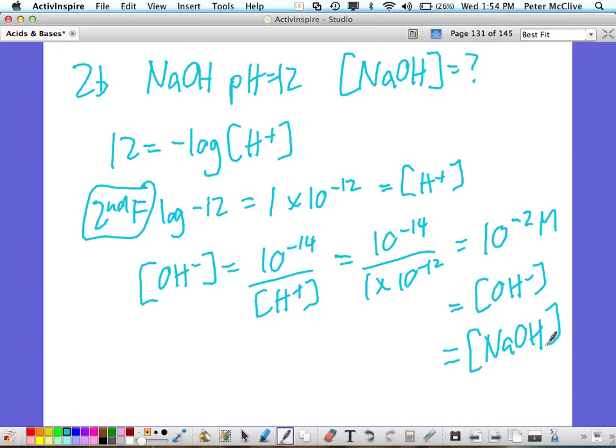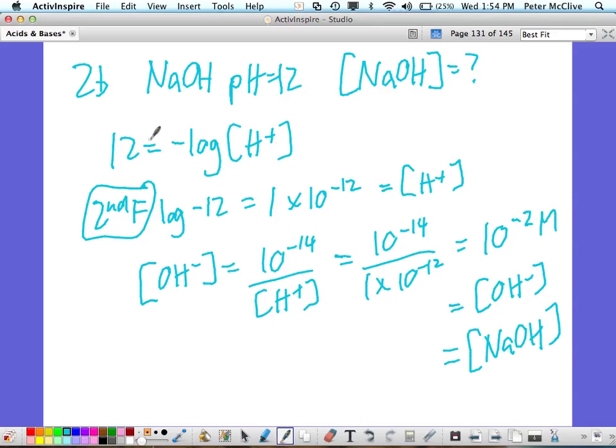So the question was, given that there's a pH of 12 and you know that it's sodium hydroxide, what's the concentration of sodium hydroxide? So pH only ever talks about hydrogen ions, okay? And so the formula for pH is pH equals minus log of the hydrogen ion. So we know the pH is 12. We don't know the concentration of hydrogen ions.